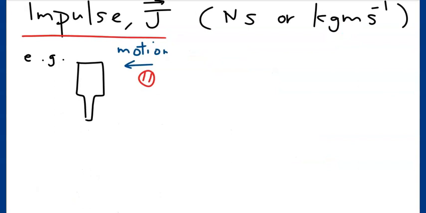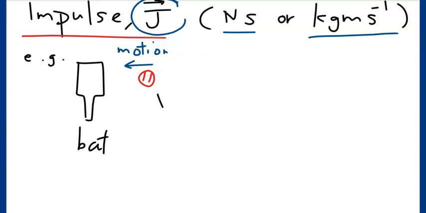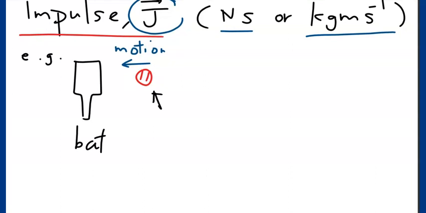Impulse is a vector quantity. We usually represent impulse with the letter capital J. The SI unit for impulse is newton seconds or kilogram meter per second. To understand the concept of impulse, let's look at this diagram here. So what you have is a bat and a ball approaching this bat. Let's see what happens at the moment the bat hits the ball.